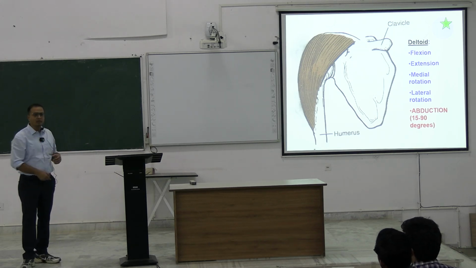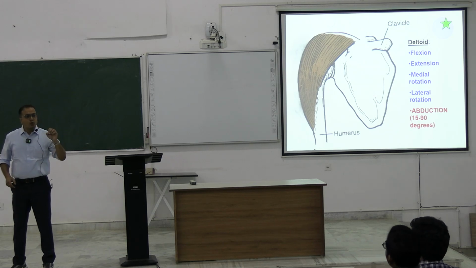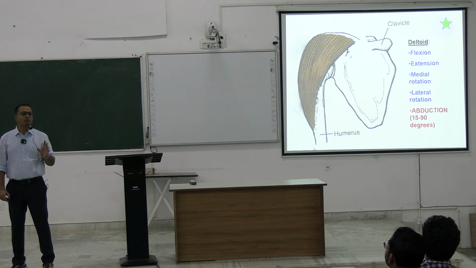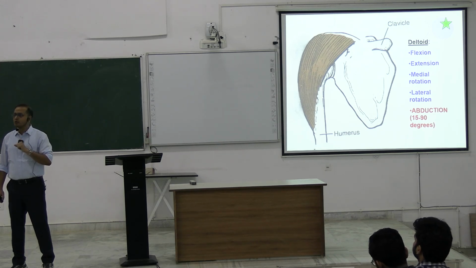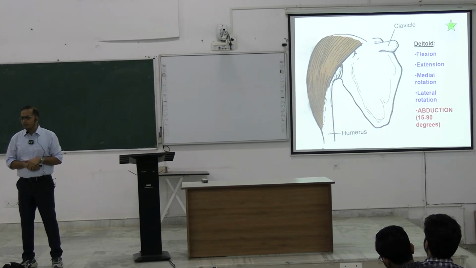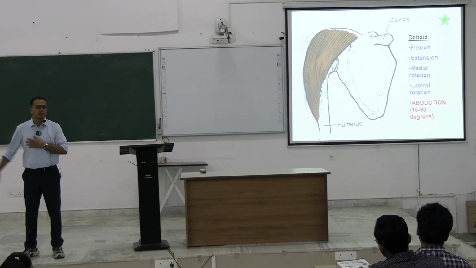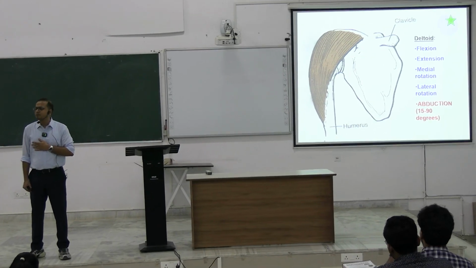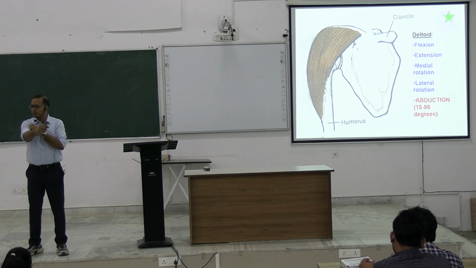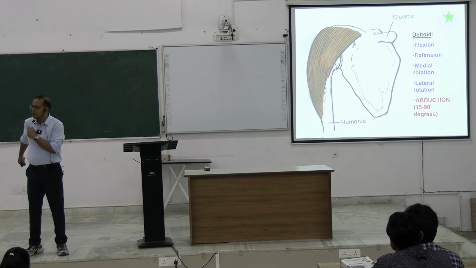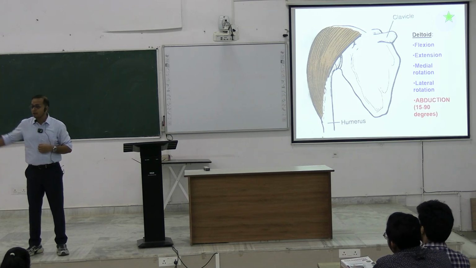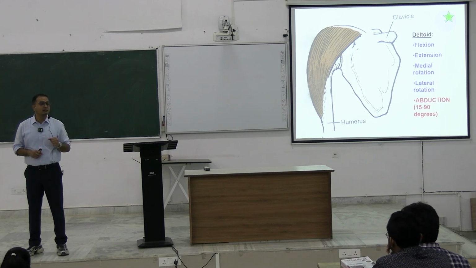Having covering on this region, it can do any kind of movement in the shoulder joint except one. You name any movement of the shoulder joint, it can do it, except adduction. That means it cannot bring the arm close to the body. It can do flexion of the shoulder joint, extension, medial rotation, lateral rotation, and abduction. Except one, which is adduction.